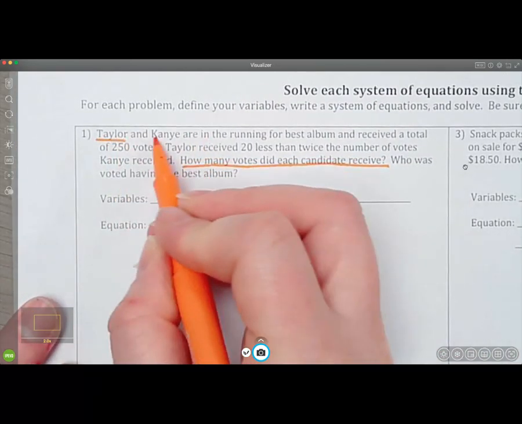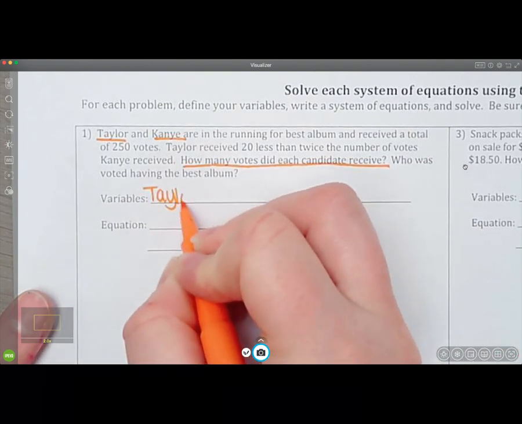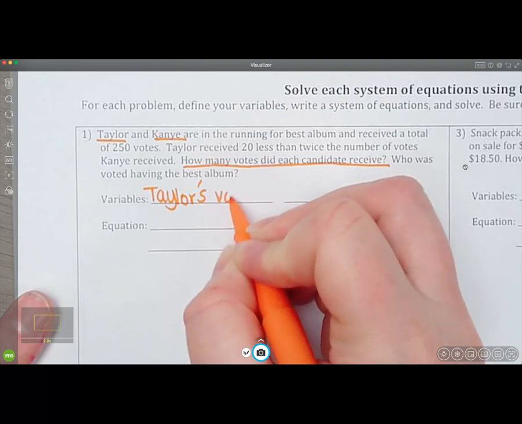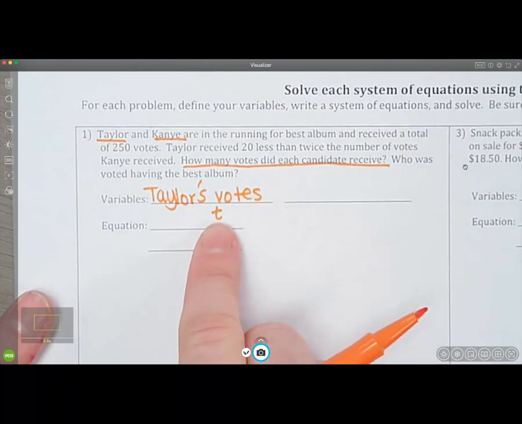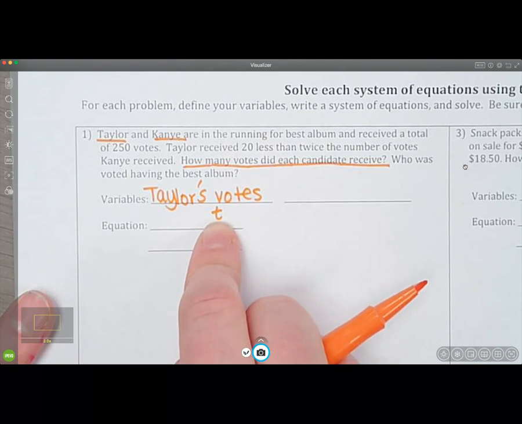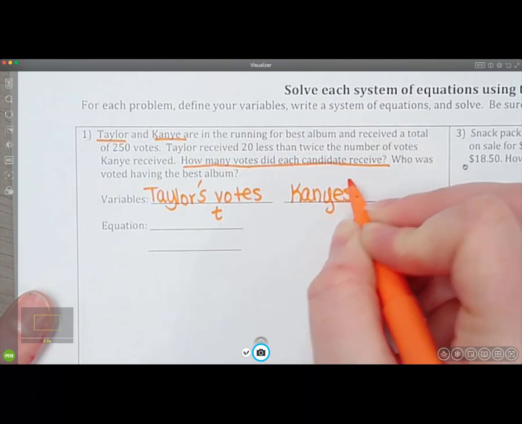So we have Taylor and Kanye. So Taylor's votes, I'm going to use T, and I'm doing kind of like a cursive T that has a little tail on the end, because if I don't, it just looks like a plus. And then Kanye's votes.